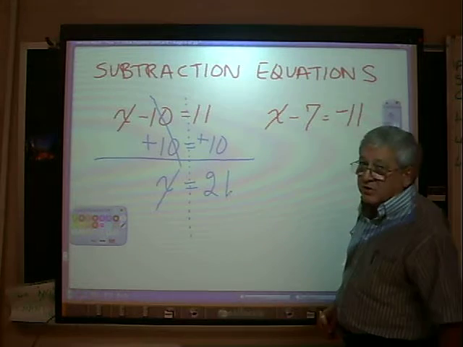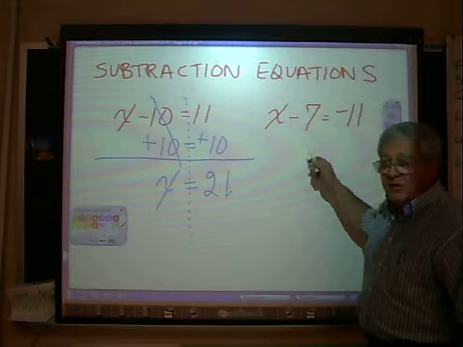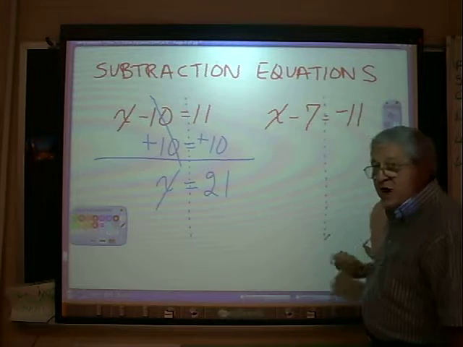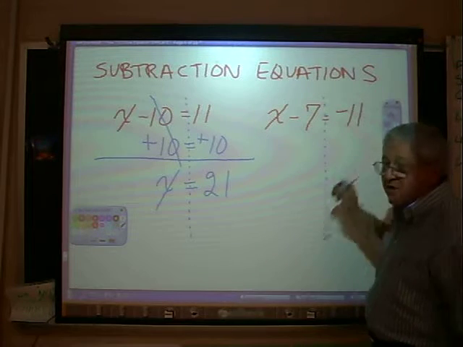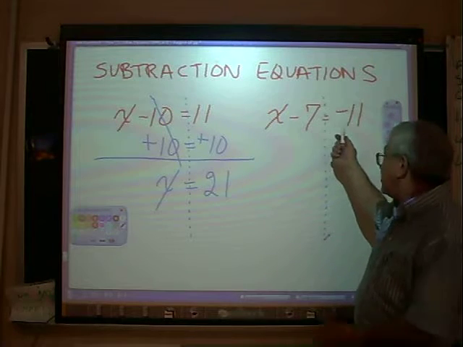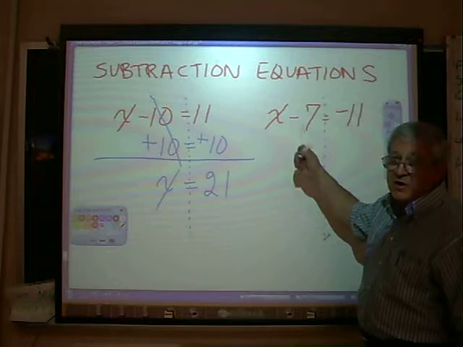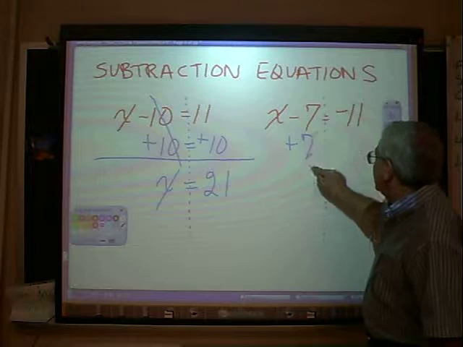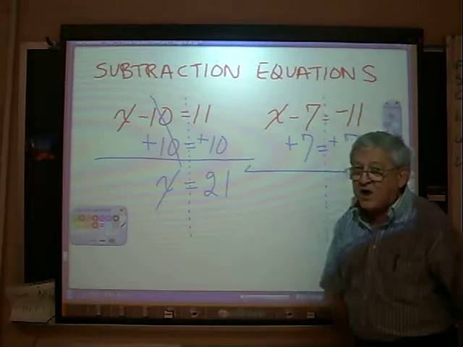So here's another typical subtraction equation. X minus 7 equals negative 11. Here's the stand of my balance scale. On the left side, I have x minus 7 balancing negative 11. I want to know what x is. I don't want to know what x minus 7 is. They already told me it's negative 11. I don't care. I want to know what x is. I have to get rid of the minus 7. The opposite of subtraction is addition. So I add 7 to both sides of my equation, maintaining my balance.